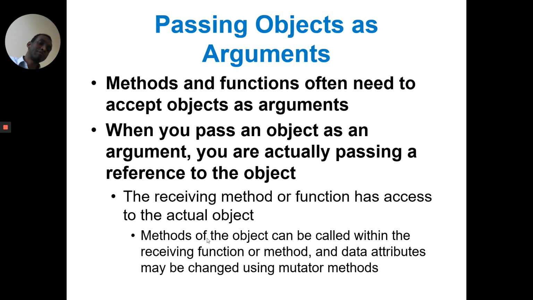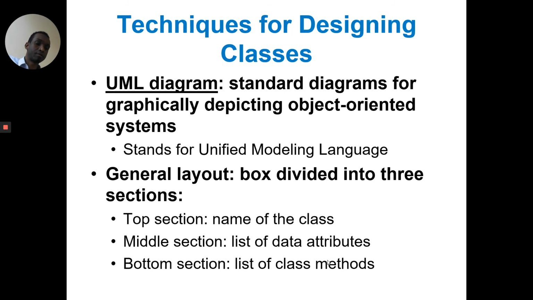Methods and functions often need to accept objects as arguments. When you pass an object as an argument, you're actually passing a reference to the object. So the receiving method or function has access to the actual object, so methods of the object can be called within the receiving function or method, and data attributes may be changed using mutator methods.